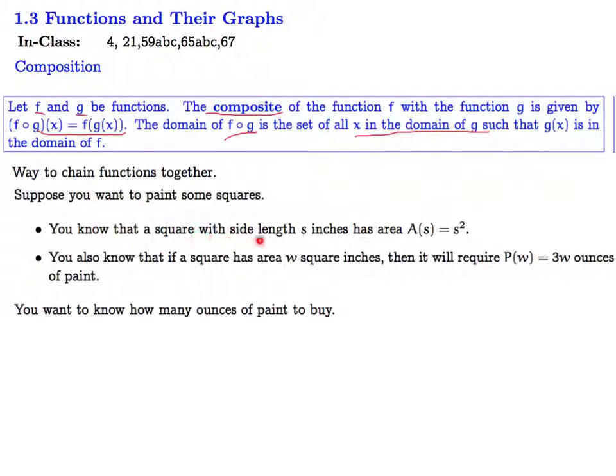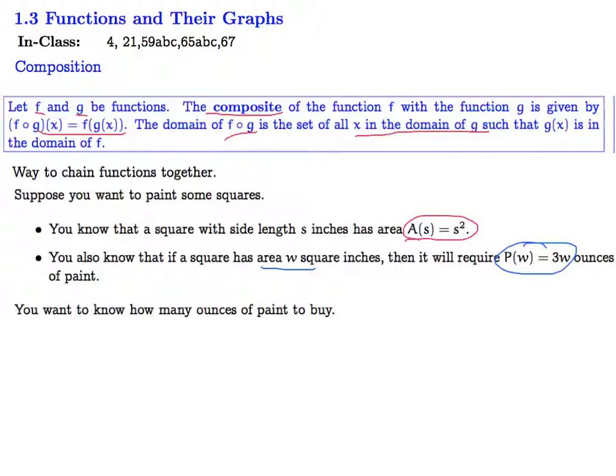You know that a square with side length s inches has area a of s equals s squared, because, well, they're squares after all. And you also know that if a square has area w square inches, then the function p of w equals 3w tells you how many ounces of paint you're going to need. And you want to know how many ounces of paint to buy based on how big your square is.